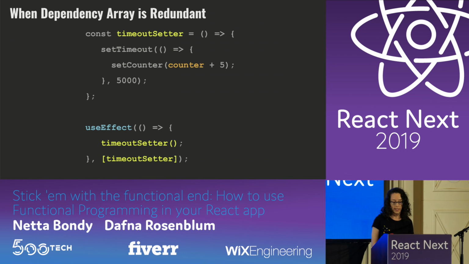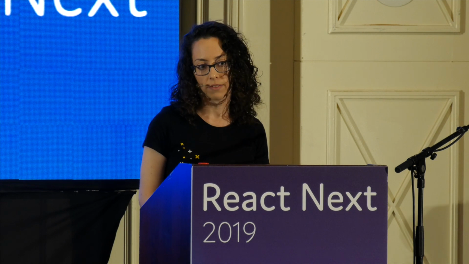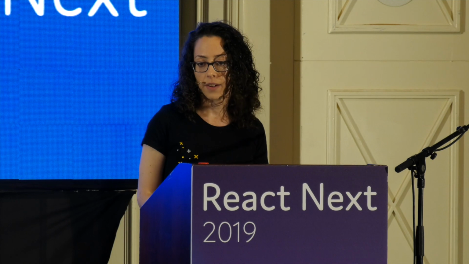So let's say we extract our method because we want to reuse it by another effect. And now we have an external method, setTimeout setter, and we use some state inside it, so we have to put it in our dependencies array. And that causes a problem, because this function will be created from scratch every time we render the component. And that makes the dependencies array redundant, because its entire purpose is to help us not run the useEffect every time we render.